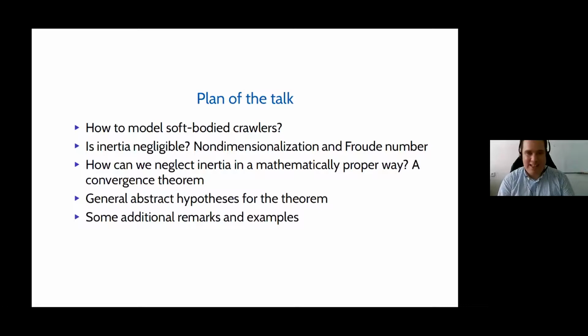Then we will finally reach the theorem. I will give you the proper mathematical convergence theory that explains why we can do the slow dynamics limit. And finally, we'll give you the general abstract hypotheses for the theorem. So we will work on finding the convergence for a specific model, but we will see that it's something quite more general. And I will conclude with some remarks and examples.